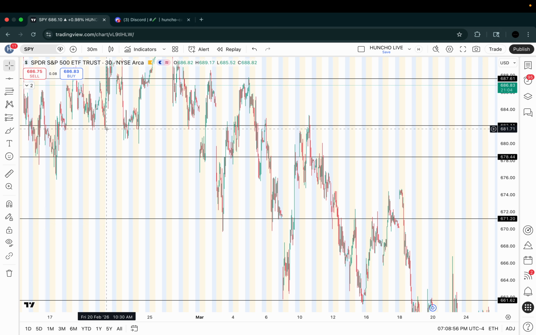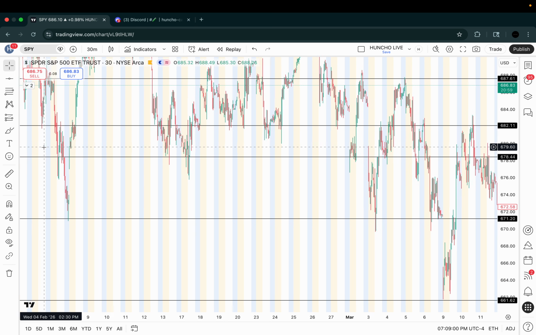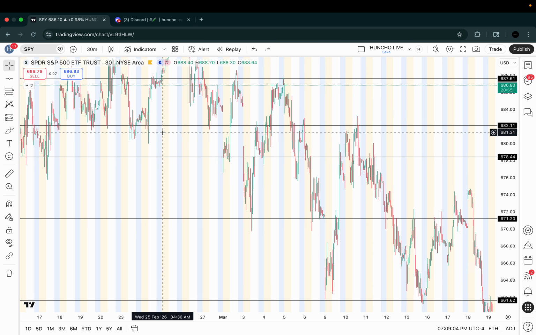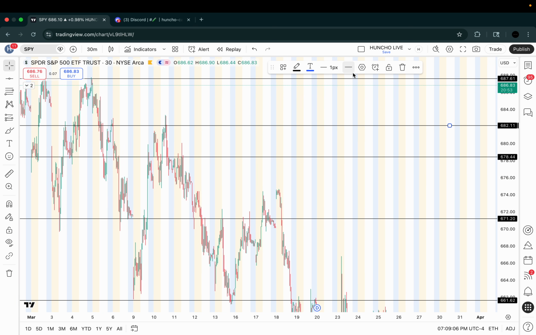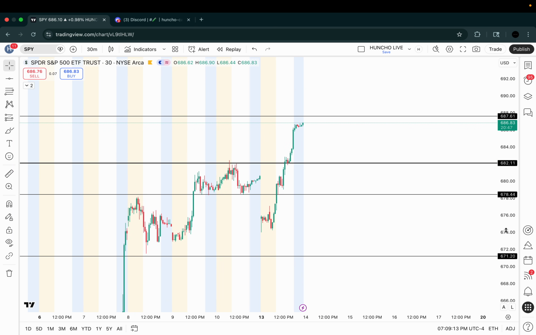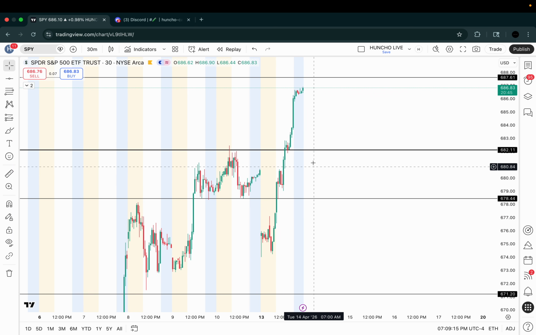We have support, support, support, support, support, and even more support, resistance, support. So yeah, 682.11 is a good watch right there. I'll make it a little bit thicker because it's high interest, and we're around this area. Look what happened once we ripped above, boom.